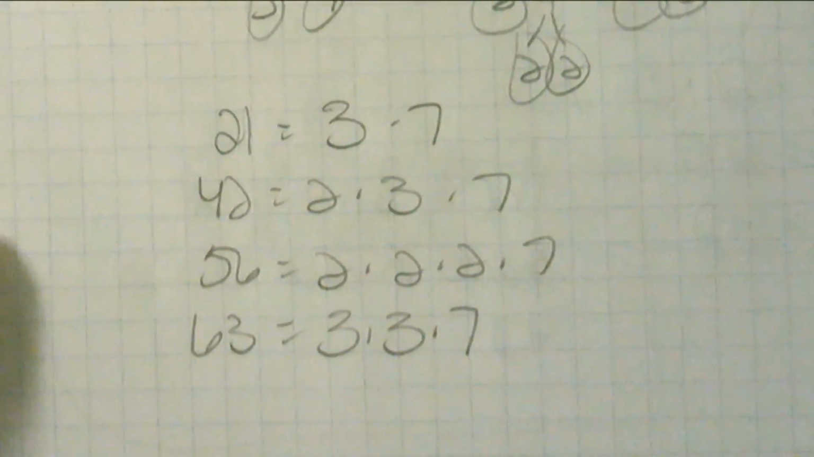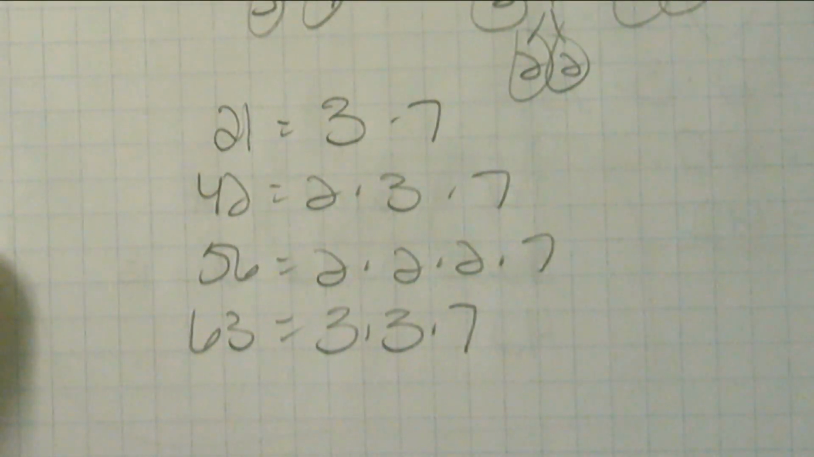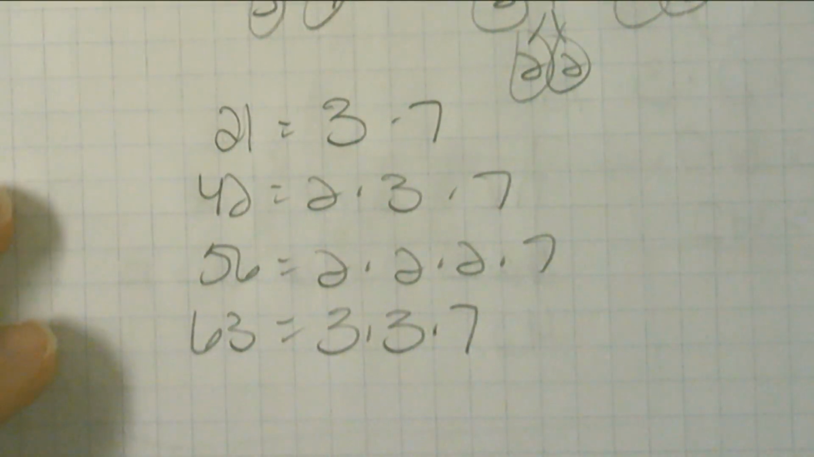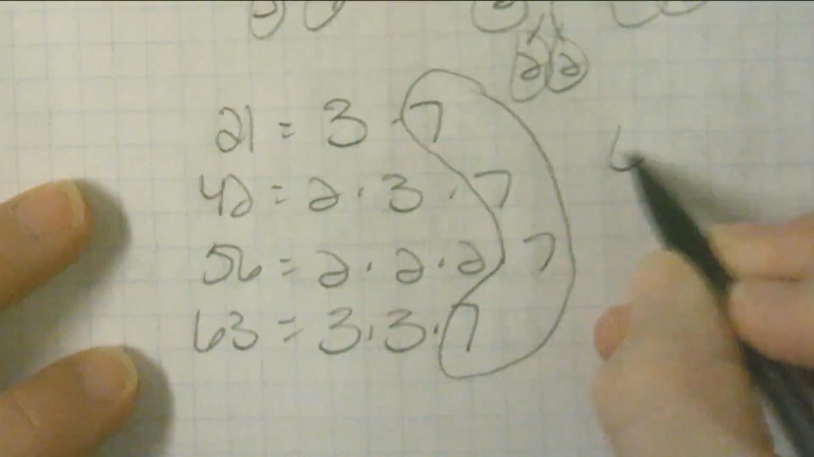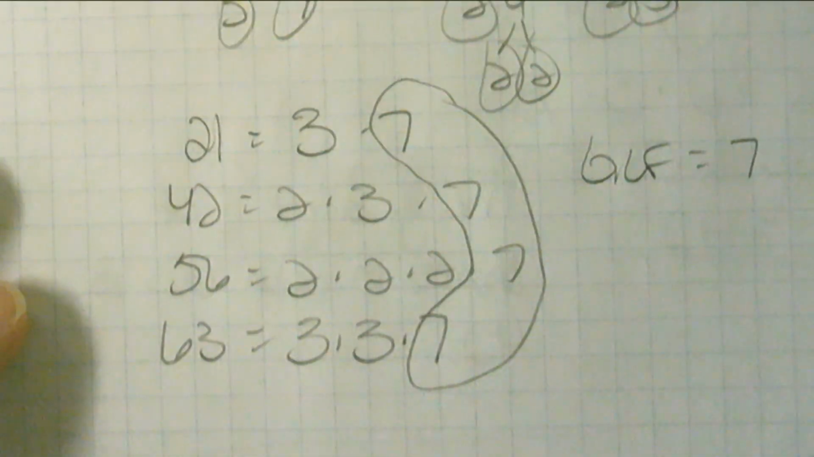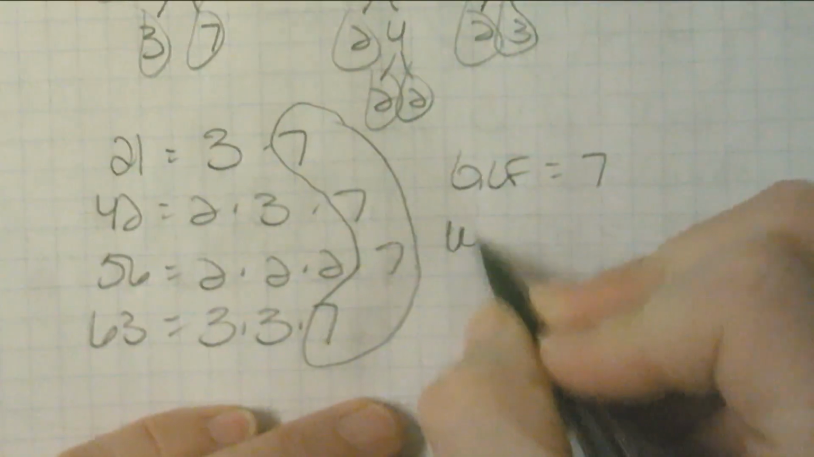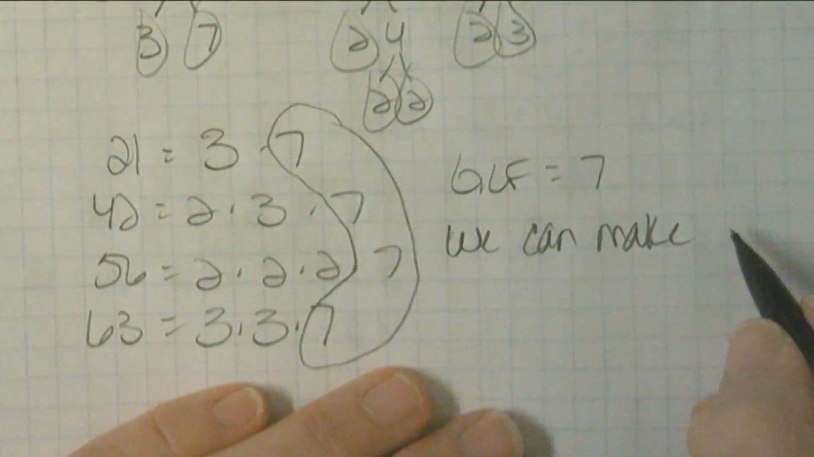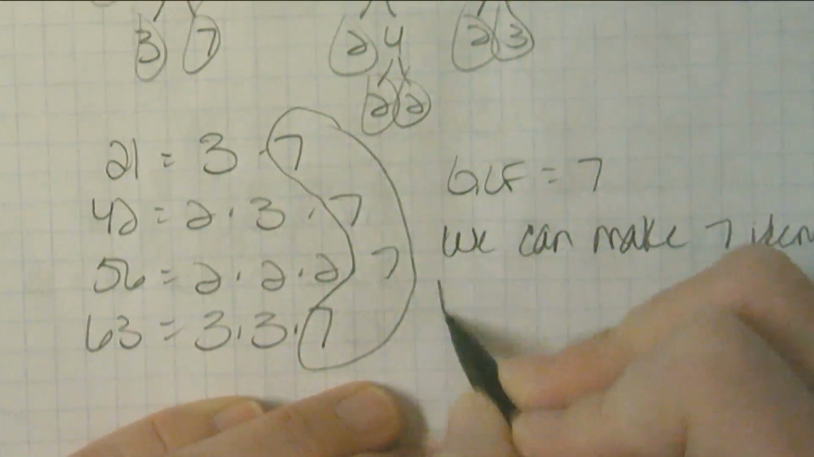All right, this should be our prime factorization. What's the only thing they have in common? Jack? 7. So my GCF is simply 7. What does that 7 mean? What does that 7 mean, Kira? Exactly. We can make 7 identical bouquets.